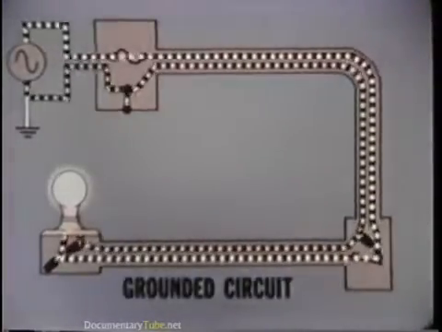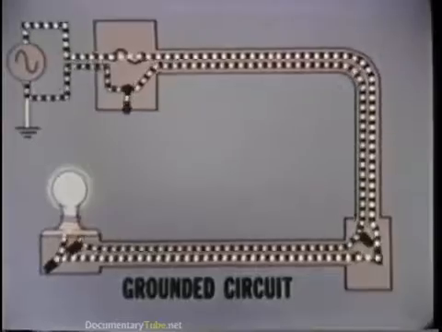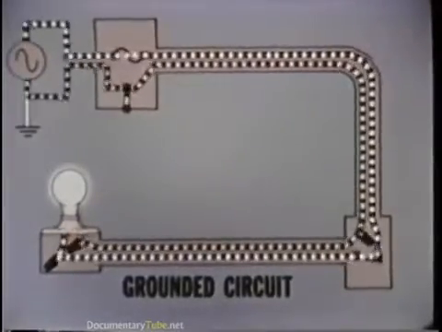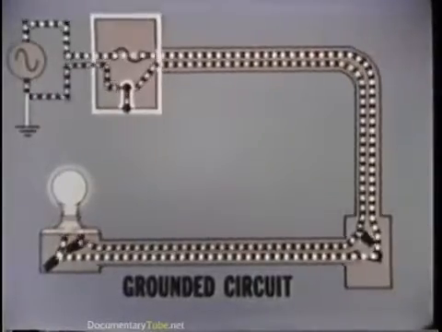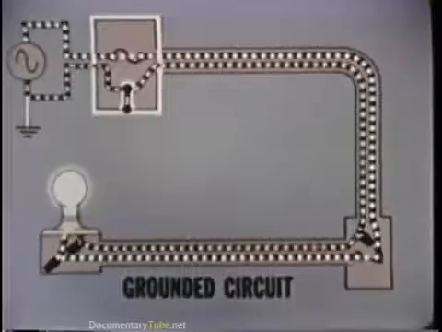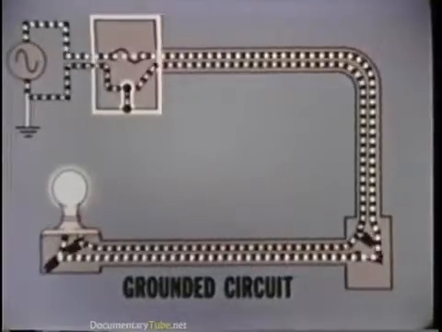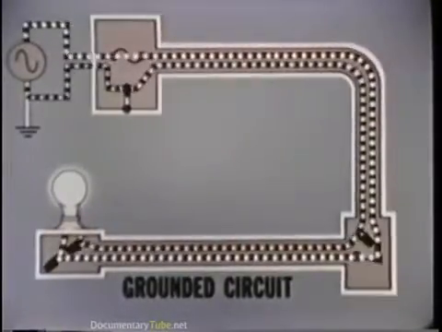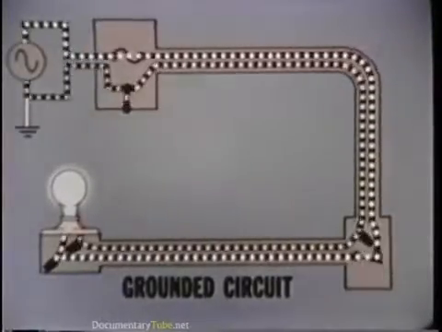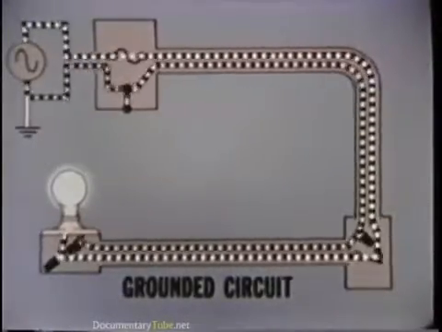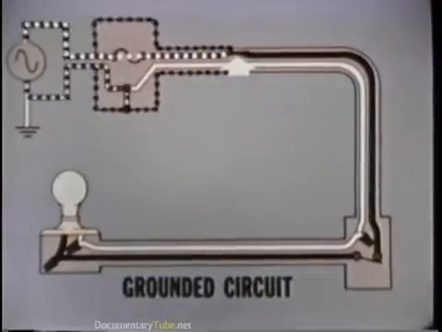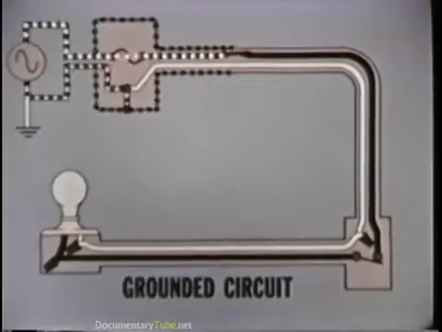Now let's examine a grounded circuit. In any electrical installation, it is standard safety practice to connect the neutral conductor to the metallic structure of the power panel. In this way, the protective covering over the entire circuit, the conduit system, has the same potential as the neutral conductor. A grounded circuit results when the hot conductor is permitted to come into contact with some metallic part of the wiring system.